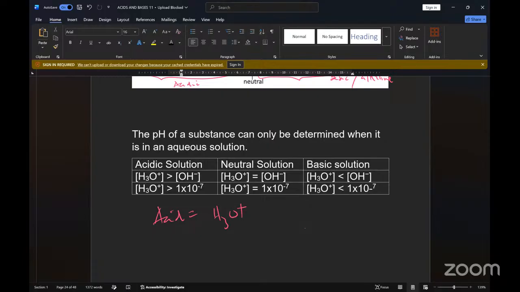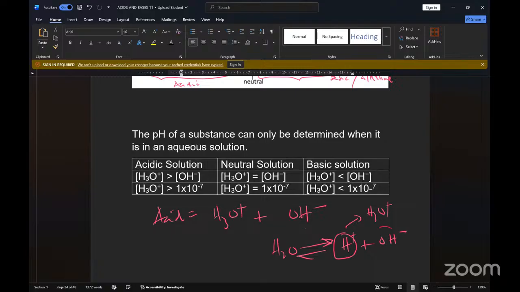So in every substance, you'd always have H plus and OH minus, because water splits to give you H plus and OH minus. This H plus, I told you, is usually in the form of H3O plus, but let's leave it like this.